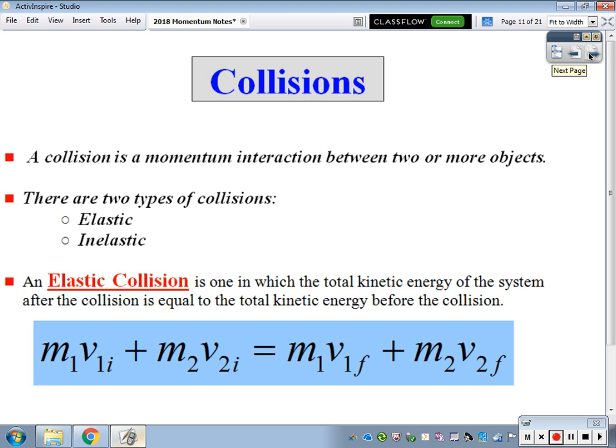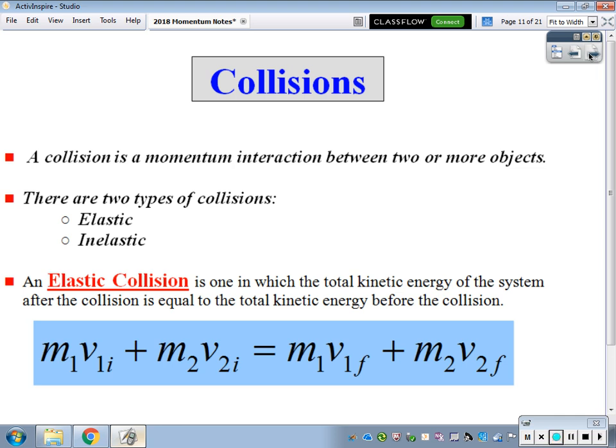Okay. Let's start talking about collisions. Because what we had previously was more of a continuation of what we had from last class. Today, collisions. A collision, how I'm going to define it, is simply a momentum interaction between 2 or more objects. We're typically going to focus on 2 objects here, but it certainly could be more than that depending on what the scenario dictates.